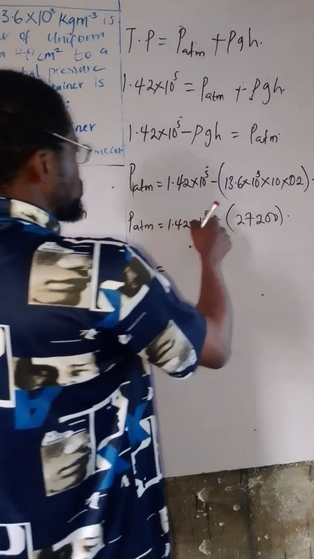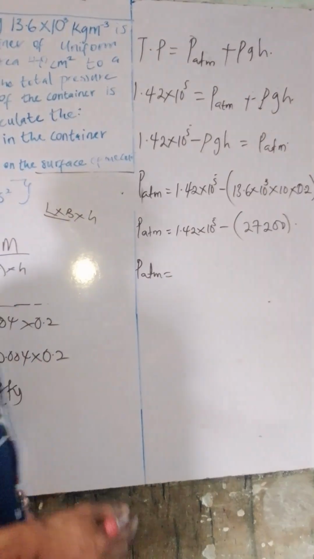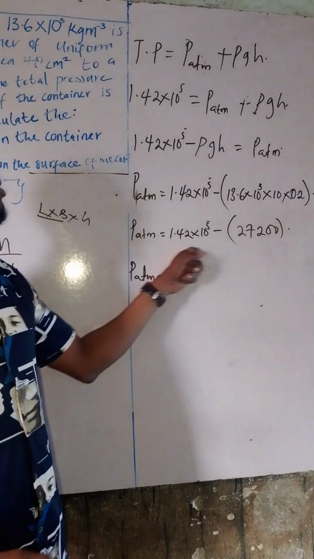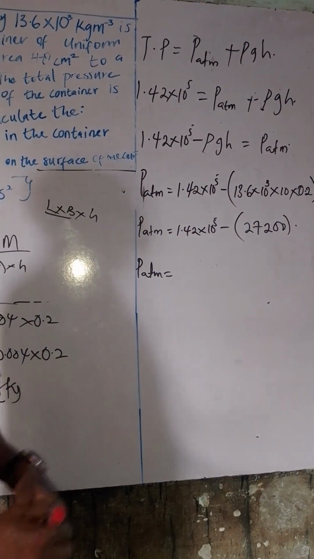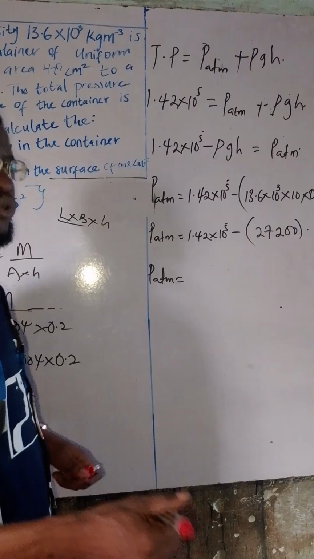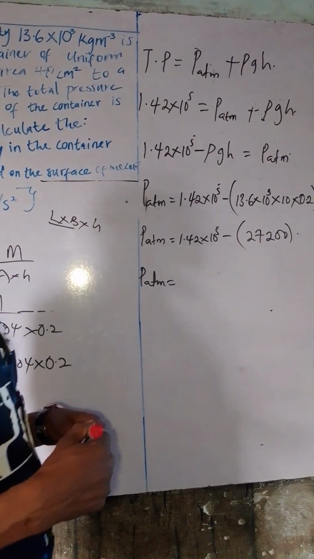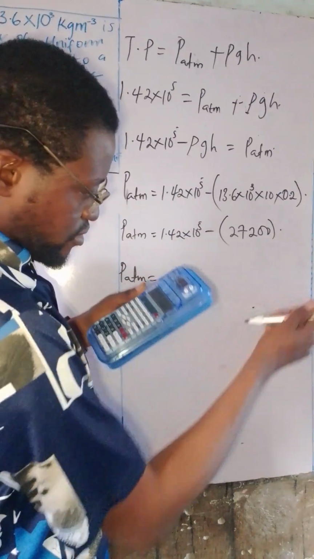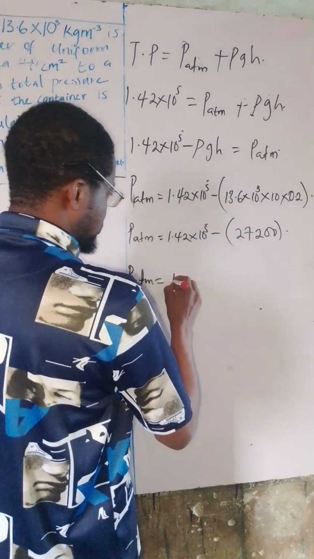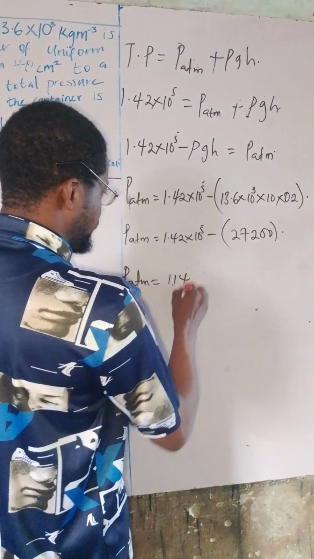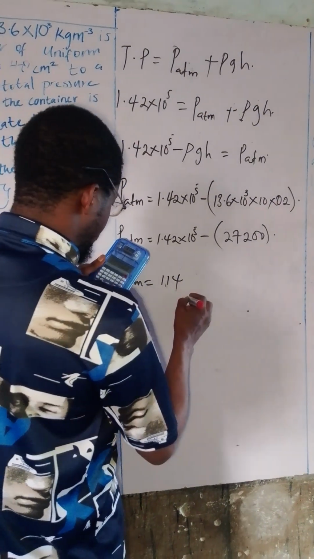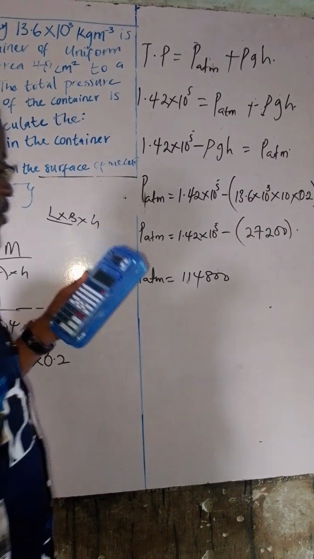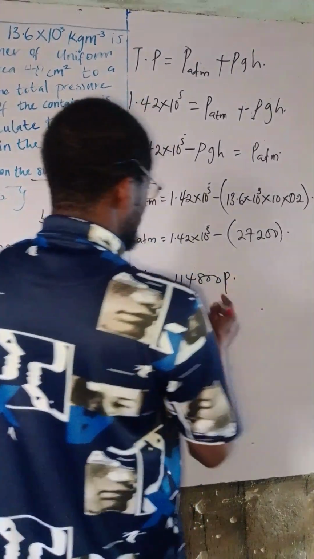We can move this one 5 times. That's the meaning. We can move it 5, but let us use the calculator to save our time. This, then minus this. So let's see what we can get. You can try it yourself. According to what you have here, I have 114,800. That is what you have here. 114,800.